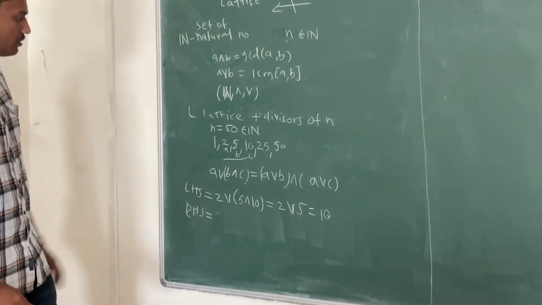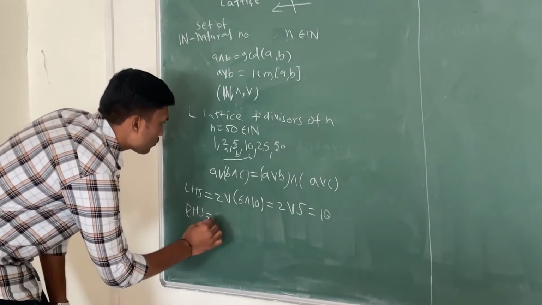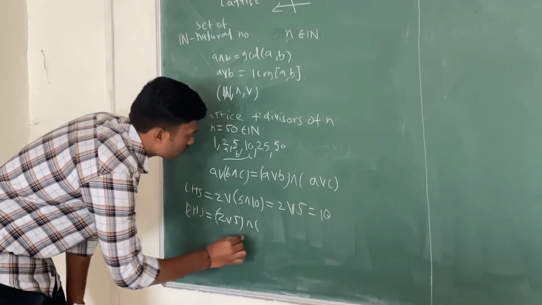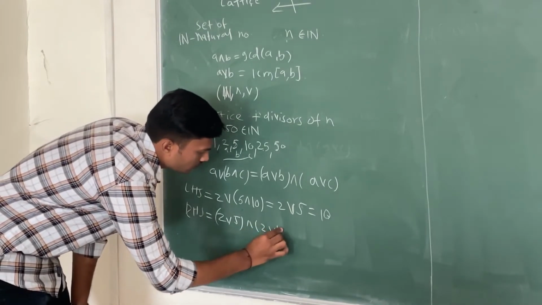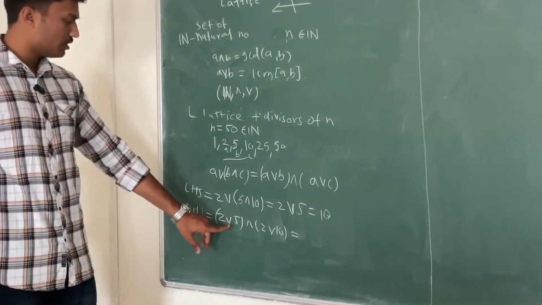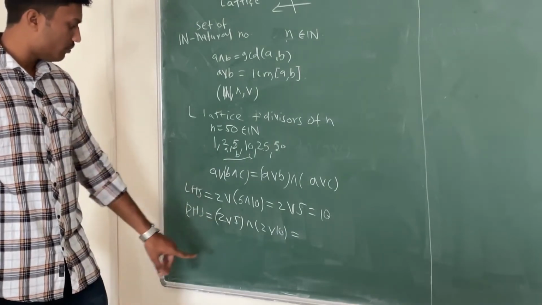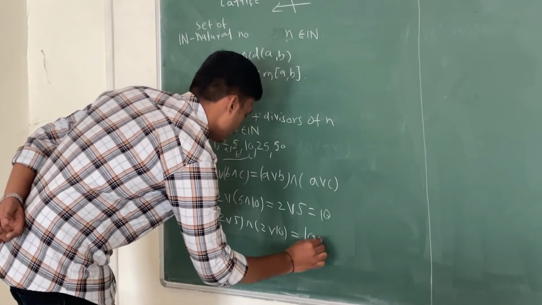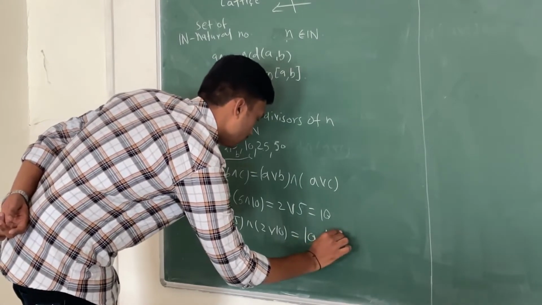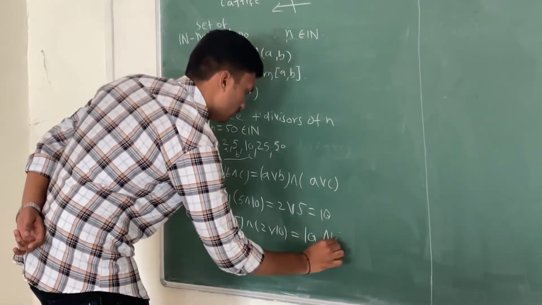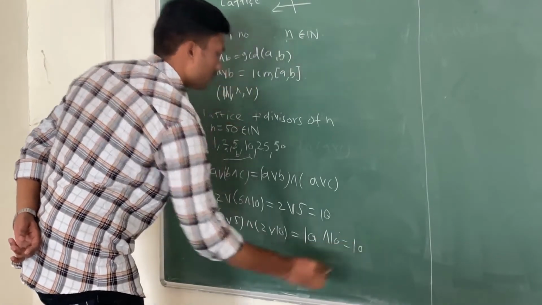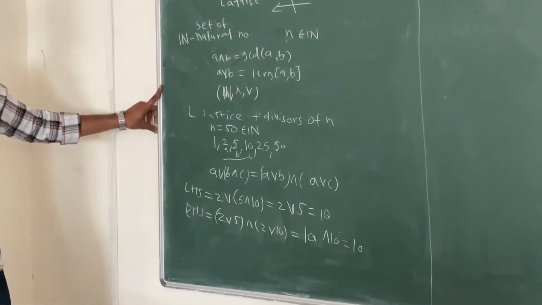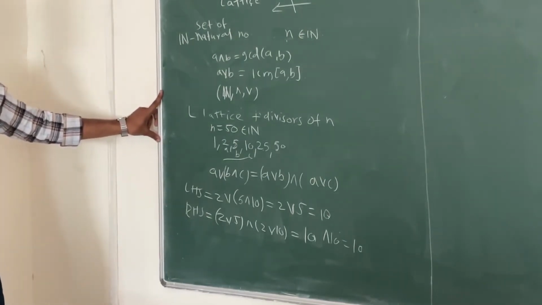In RHS, what is the 2 join 5? Meet with 2 join 10. What is the LCM of these two? 10. Hence, we verify that LHS is equal to RHS. Hence, this is another example of distributive lattice as well as modular lattice.